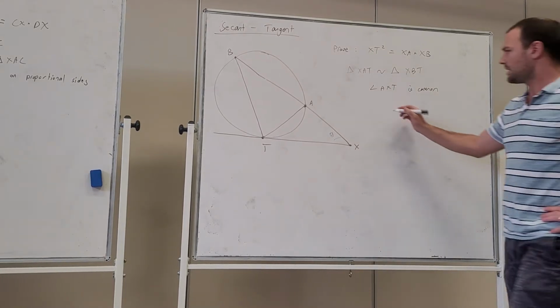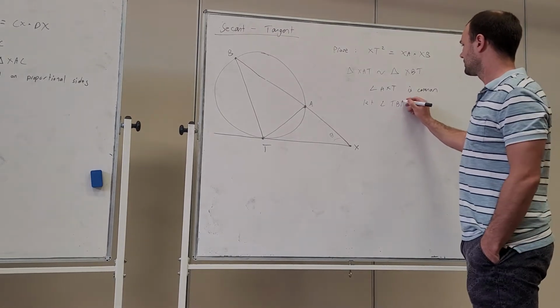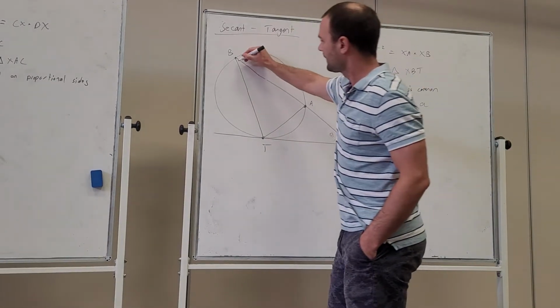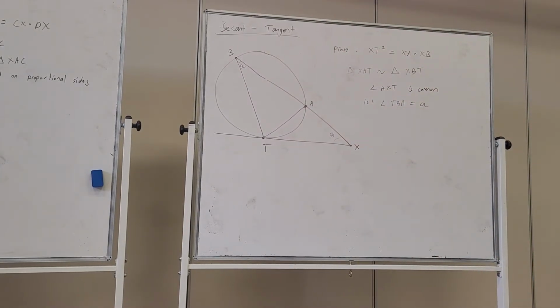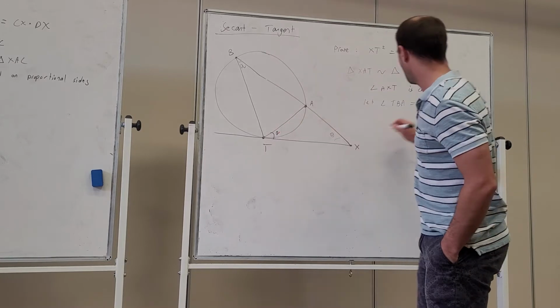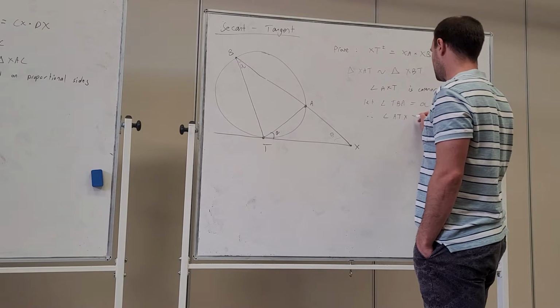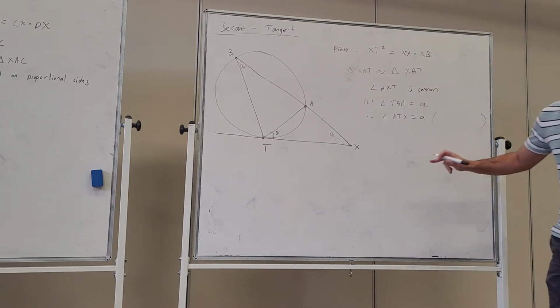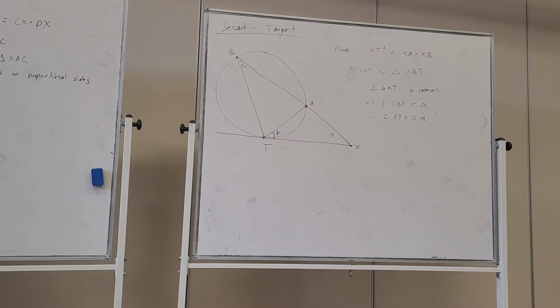And then let's let angle TBA equal alpha. So if this is alpha, then this angle here, ATX, is also alpha. And what's the theorem for that? Yeah, I can't remember the name off the top of my head. Tangent chord.